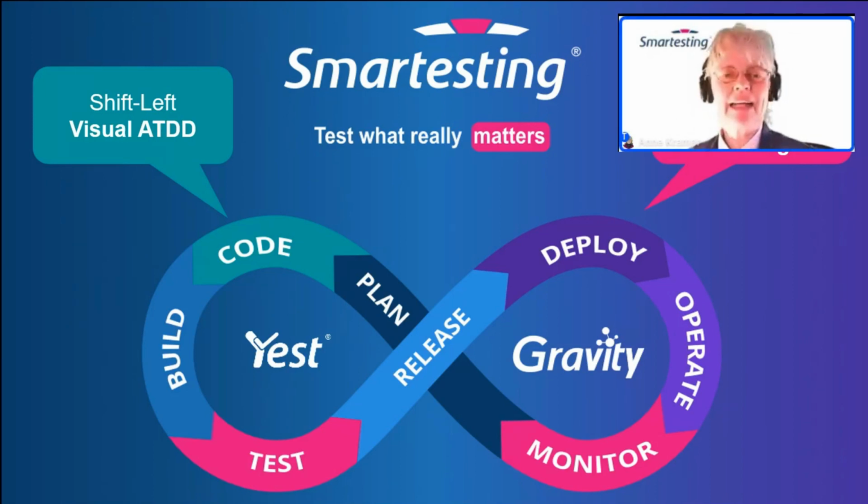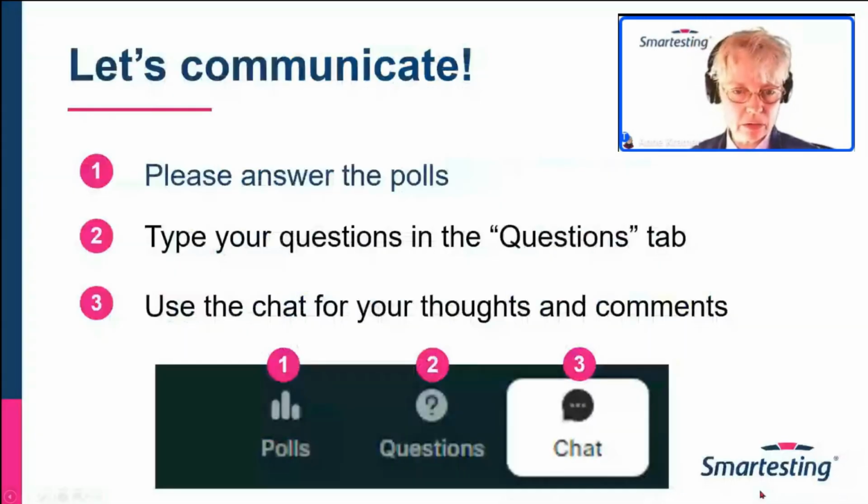The topic today, as I said, is how to be agile and how to be even more agile using the typical agile tools like Jira and Xray. But before we really go into the topic, I want to cover a few technical aspects of this webinar. I don't want to talk and not listen. So let's communicate, and we have three possibilities to communicate.